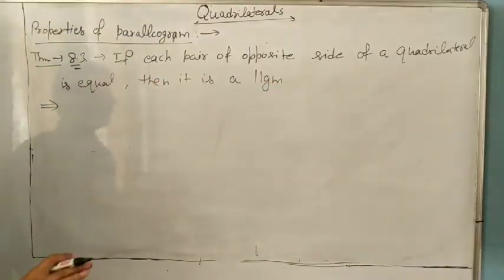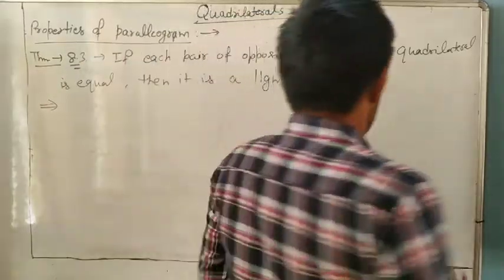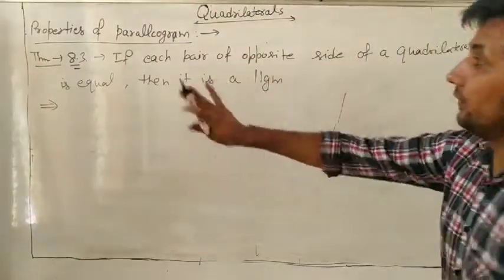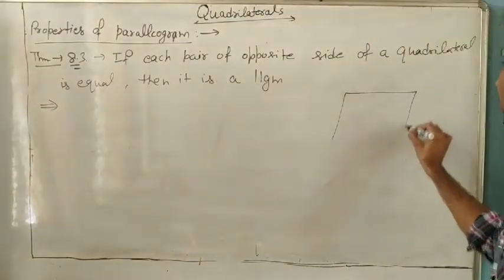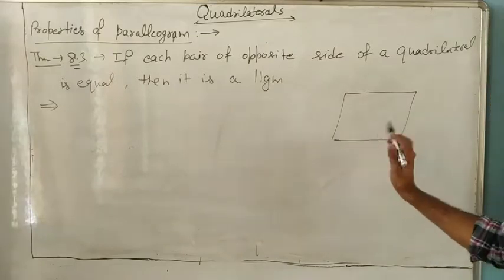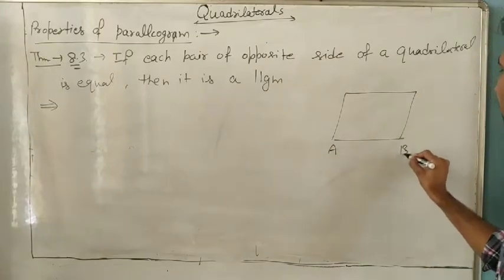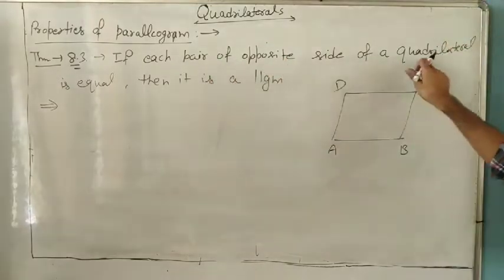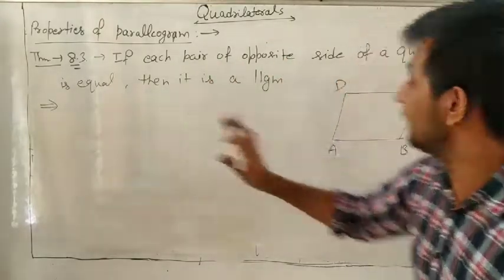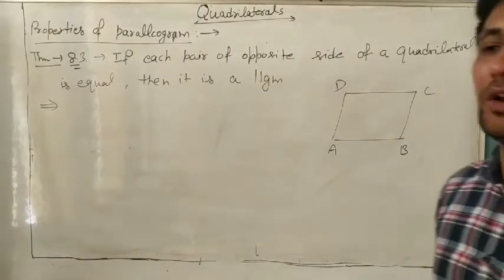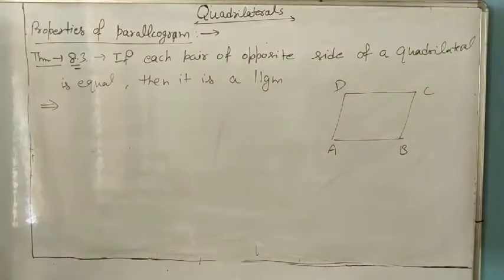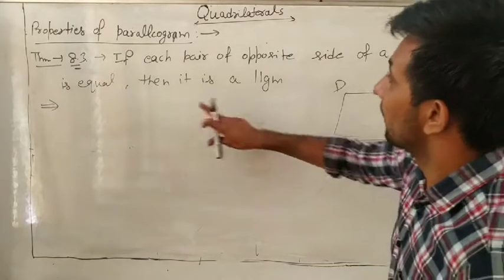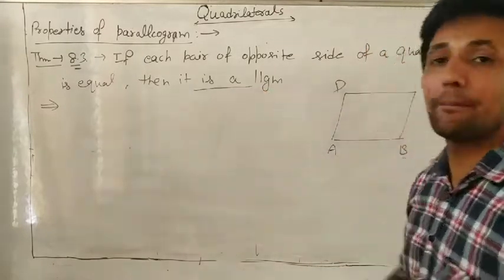We have to prove that in any quadrilateral, we don't know if it is a parallelogram or not, only it is given A, B, C, D is a quadrilateral in which each pair of opposite sides is equal. We don't know if it is a rectangle or a square. We don't know, but we have to prove that then it is a parallelogram.